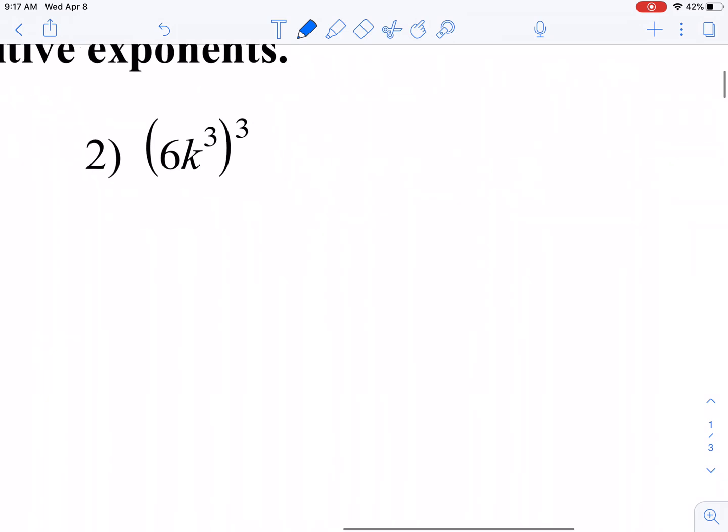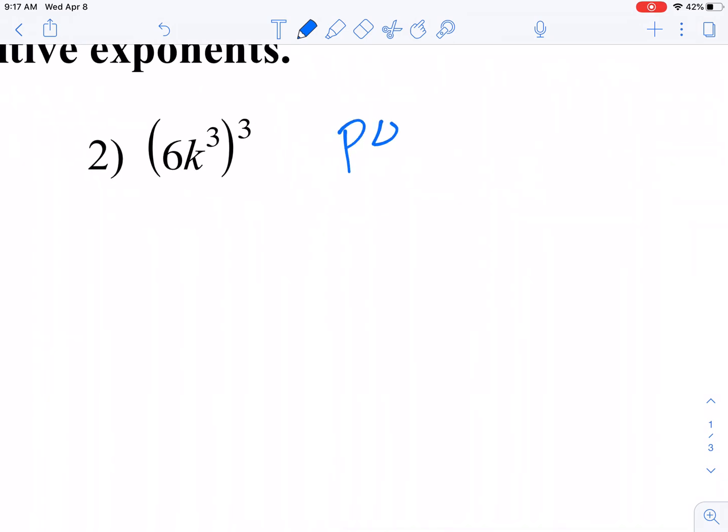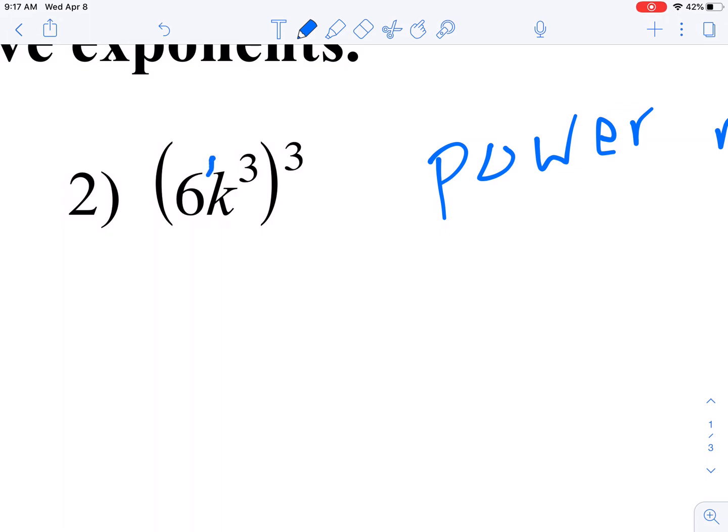Now looking at number 2, this type of problem is called a power to a power, and we use the power rule. The power rule says that you're going to multiply the exponents. One thing you have to be careful about is that everything in the parentheses has an exponent of 3. So the 6, for example, needs to have the exponent 1. When there's not a number written there, we assume that there's a 1 as the exponent. We then take this exponent on the outside and multiply it by the exponents on the inside, so that we get 6 to the third and k to the 9th.